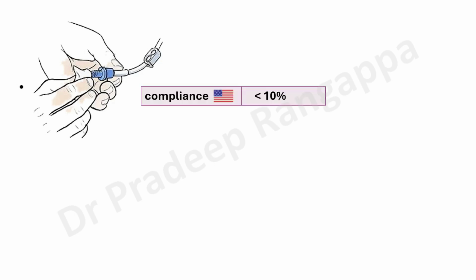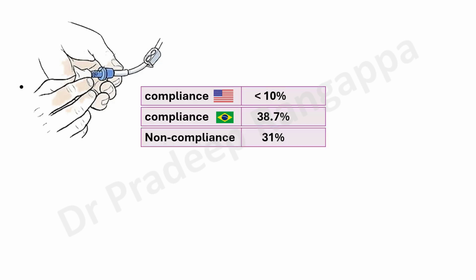What they've shown is that in the US, compliance is less than 10%. So let alone in our country, it may be much worse than this, that people may not be doing this cleaning of these catheter valves. And in Brazil, they showed compliance happened only 38.7%, and non-compliance pretty much occurs at 31%. So this is not something we can have faith in, that nurses would do this spirit swab.